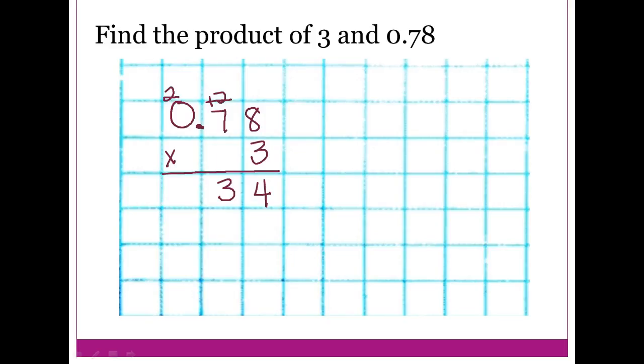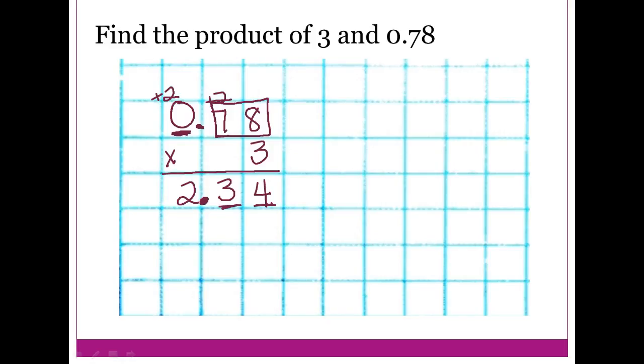3 times 0 is 0, plus 2 gives me 2. One mistake I often see students make is they'll say 3 times 2 is 6. You want to make sure when there's a 0 there that you multiply times the 0 first, then add anything you carried. Now, to place the decimal point, I will count how many digits come to the right of the decimal in the problem altogether. And the 7 and the 8 are both to the right of the decimal, so that means there are 2 digits to the right of the decimal in the problem. So in the product, I will also need 2 digits to the right of the decimal, 2 and 34/100ths.